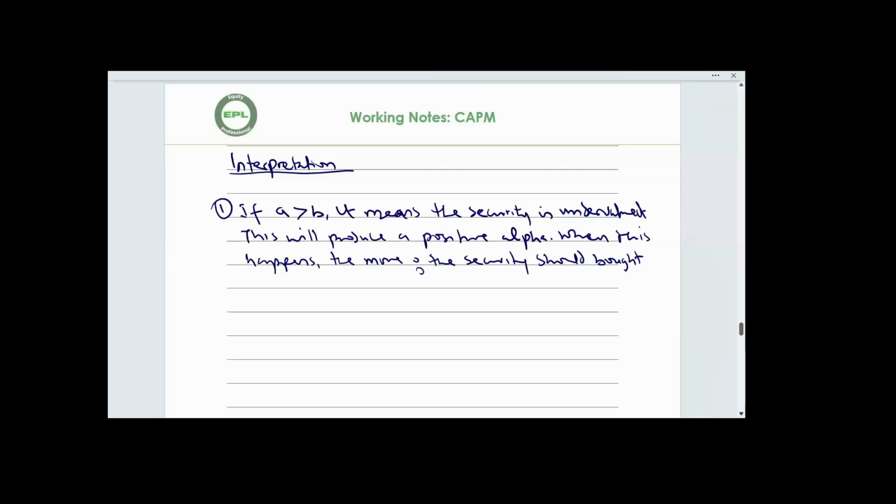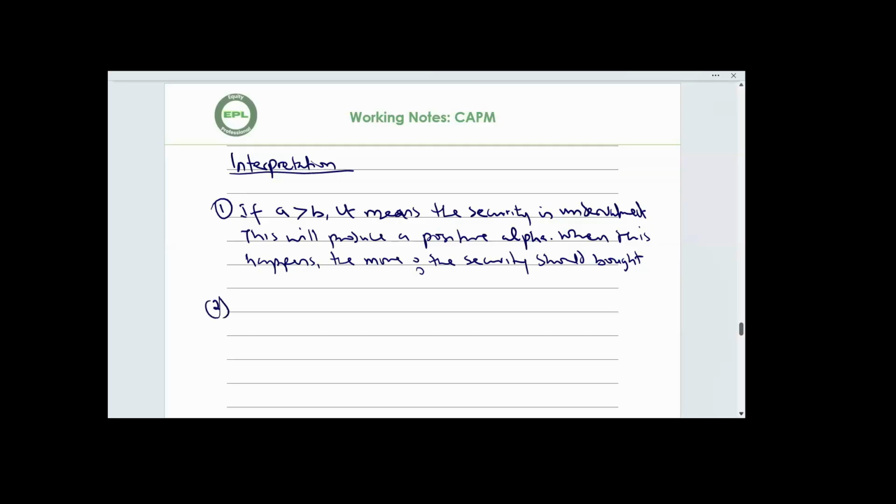All right. So for the purpose of your exam, once your alpha is positive, it means the security is undervalued. If the security is undervalued, what do you do with it? You buy more of the security.